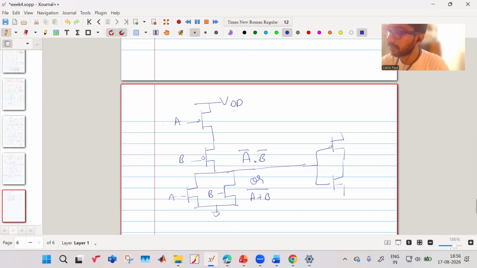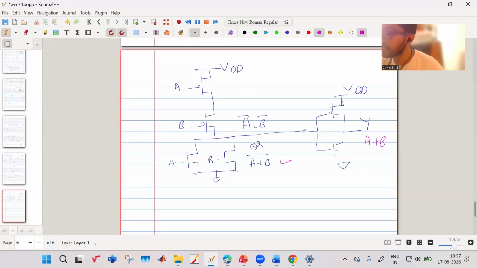This is your output. This is connected to ground. This is connected to VDD. This is your output Y. So what do you have? You have the NOT of A or B, so this output Y becomes equal to A or B. This part is your NOR gate. This part is your inverter.